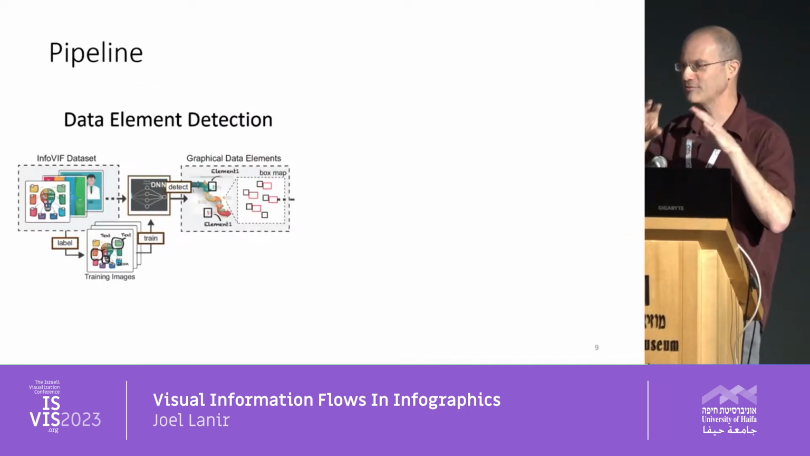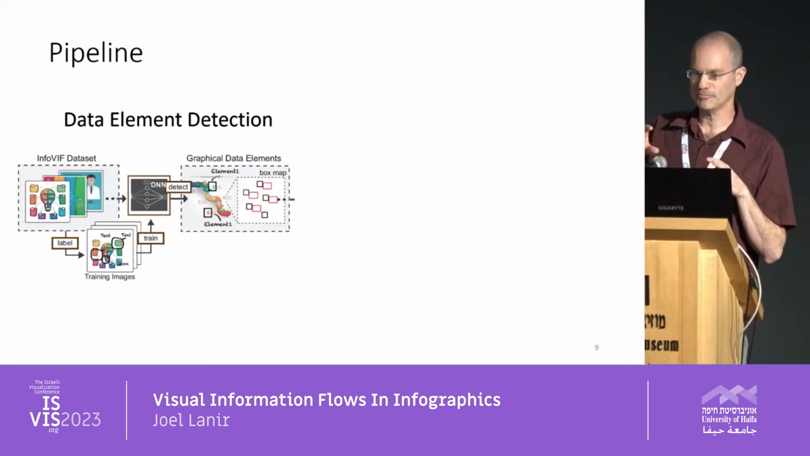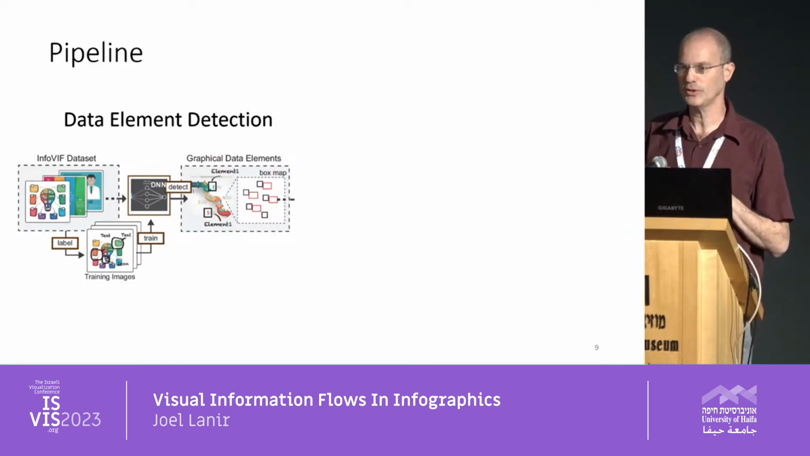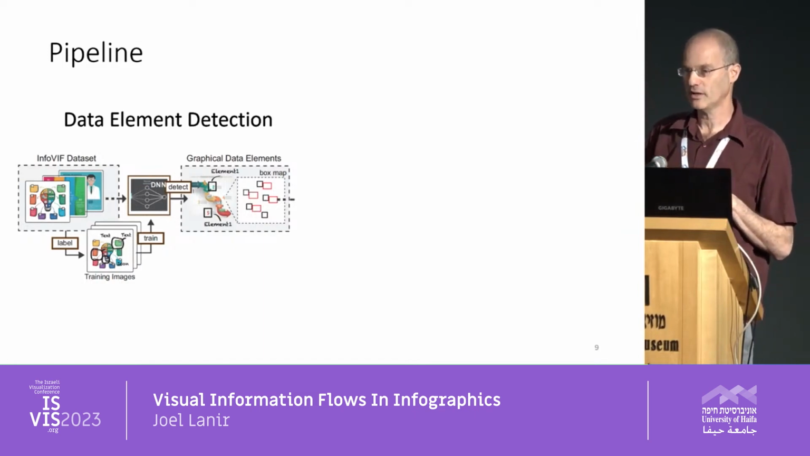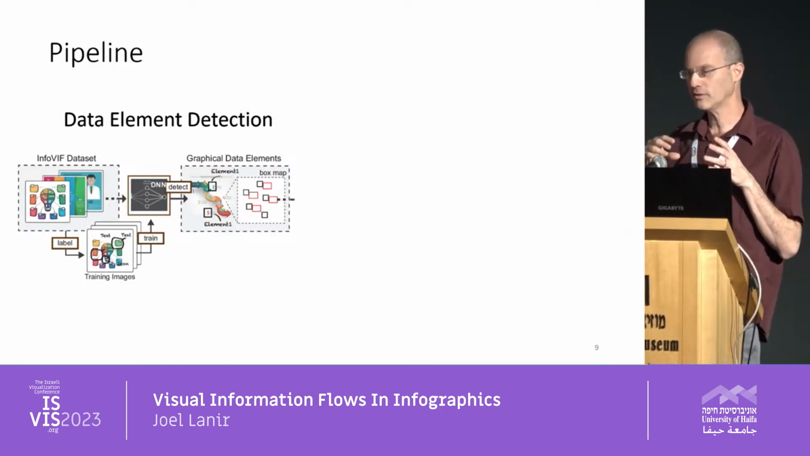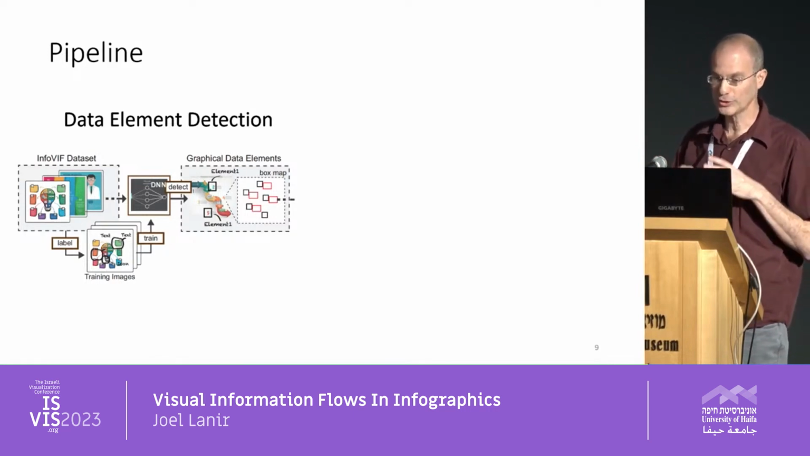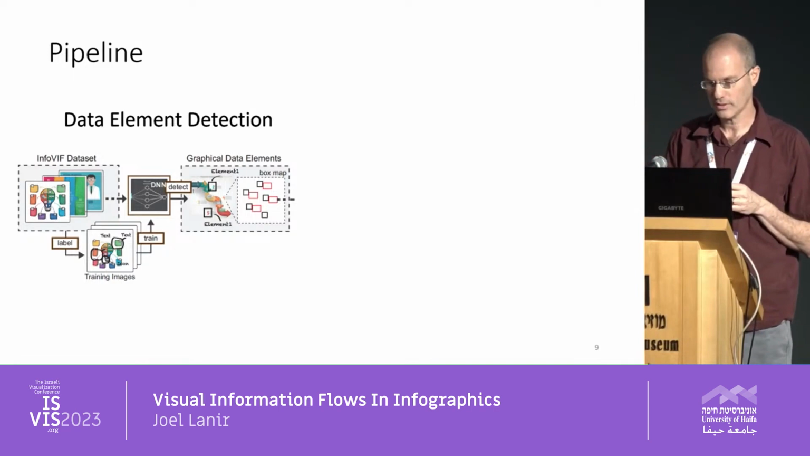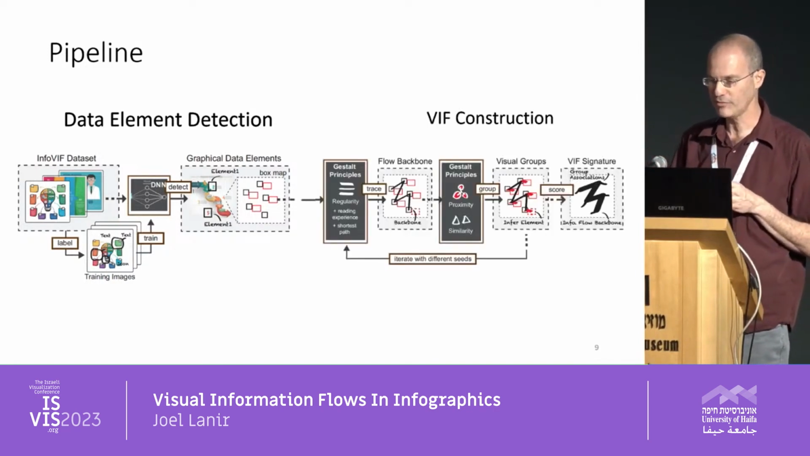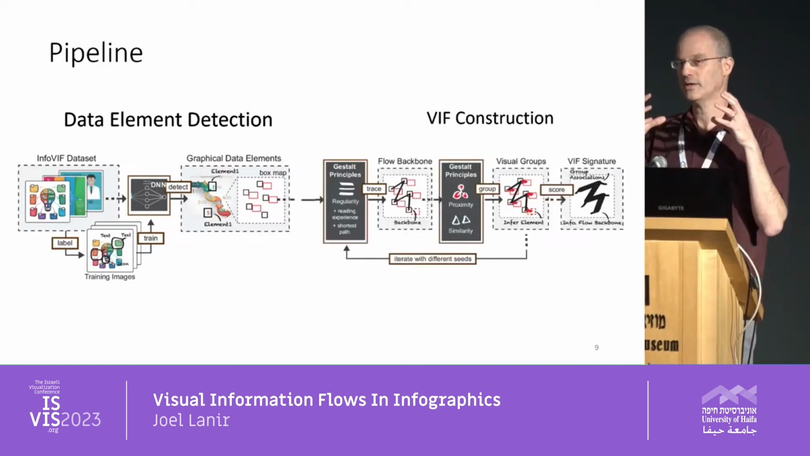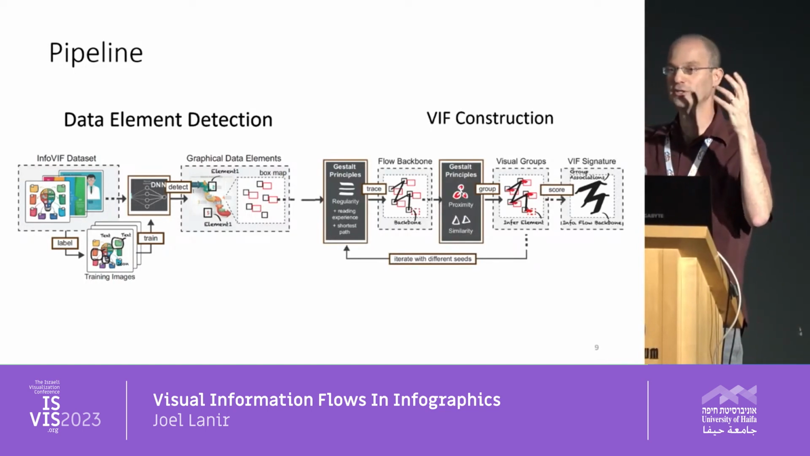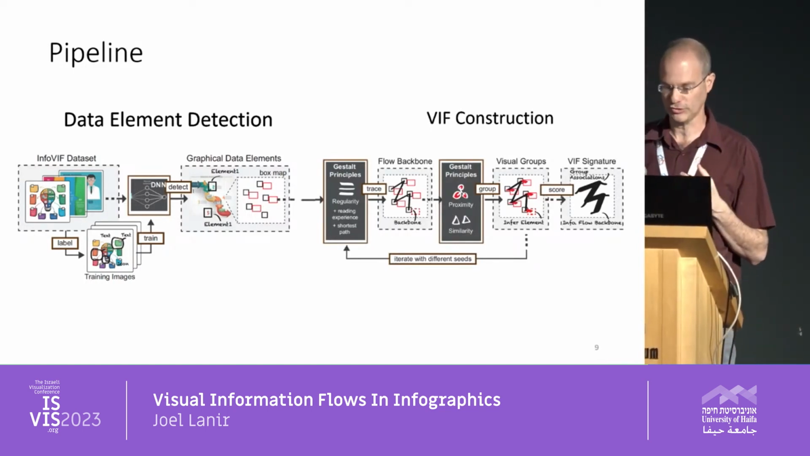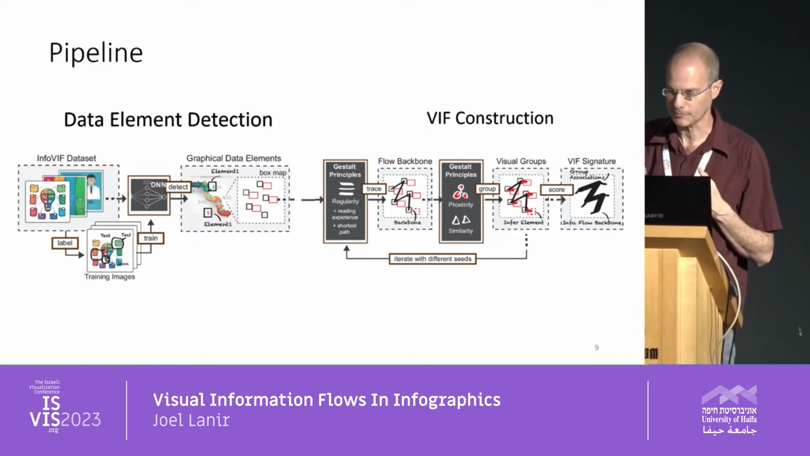And our pipeline was, first of all, to detect. I'm going to get into the scientific part a bit here. First of all, to detect the data elements, we used machine learning for that, a deep neural network approach to understand what are the data elements within any given infographic. And then when we had the data elements themselves, we tried to understand the flow of data elements. What is the flow of the visualization? Or not visualization, sorry, infographic.